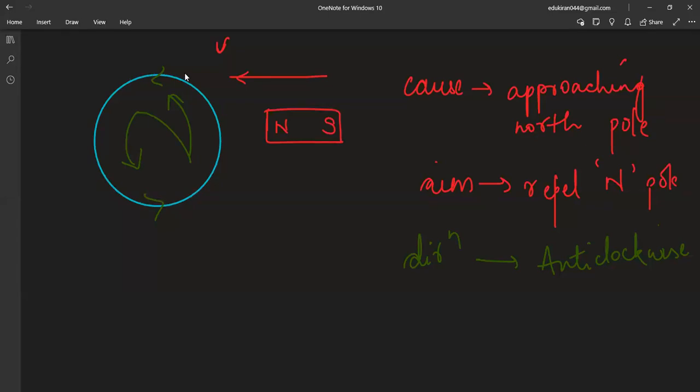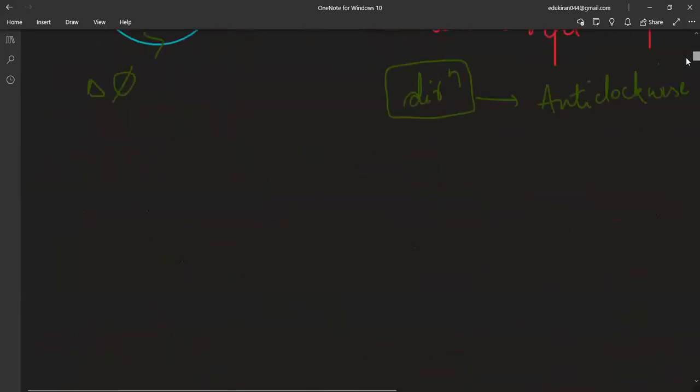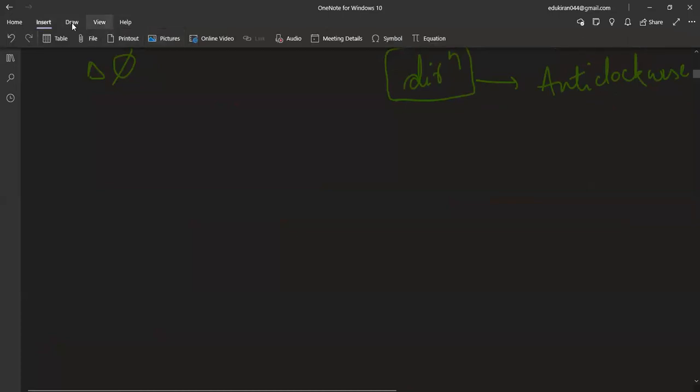Direction of induced current. This direction of induced current is in such a manner that it opposes the cause that produces it. And what is the cause? Cause is the changing magnetic flux. Right? So this is the Lenz law, what was written over here. We are talking about the direction of induced current. This is such that it opposes the cause that produces it. That is change in flux. See, let's take some more examples.